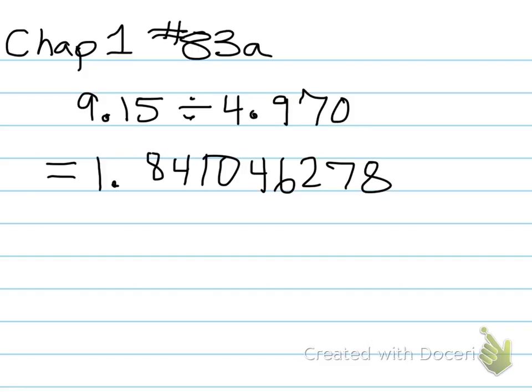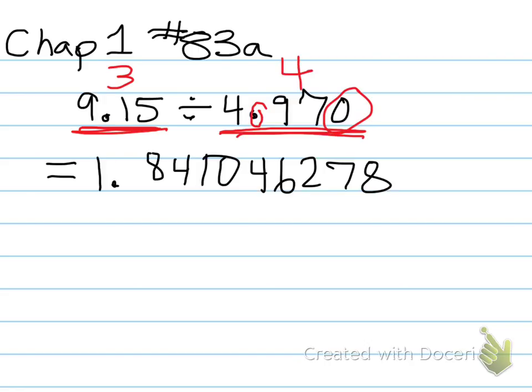Whenever you have a multiplication or a division question, you need to look at the numbers you are given and figure out how many significant figures each of those numbers has. So our first number, 9.15, has no zeros, so it only has non-zero numbers, and it has 3 of those, so it has 3 significant figures. Our second number, 4.970, has a 0, but it is a trailing 0, and there's a decimal point. So all 4 of those digits are significant, including the 0.